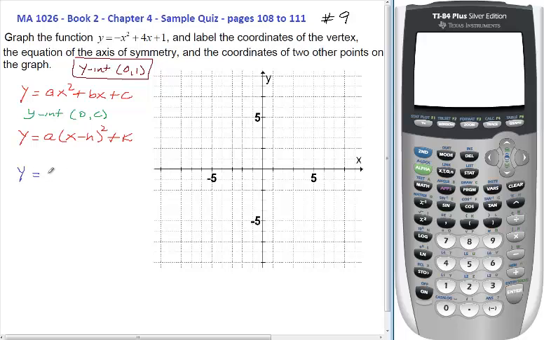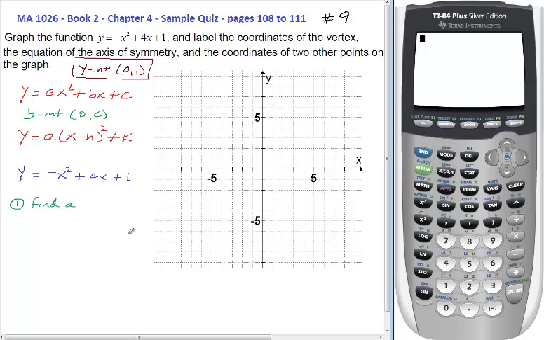Now y equals negative x squared plus 4x plus 1. Okay, now we know we have to find three things. We have to find a, and we have to find h, and we have to find k. So let's find a first. So the very first step when you're changing into vertex form is find those three values. So let's label this step 1. We're going to find a.